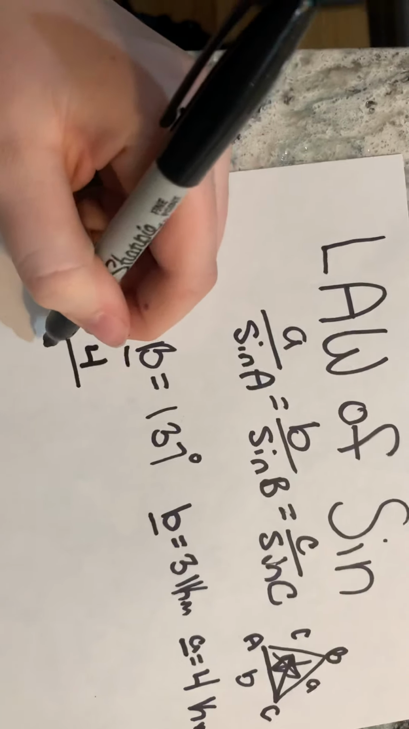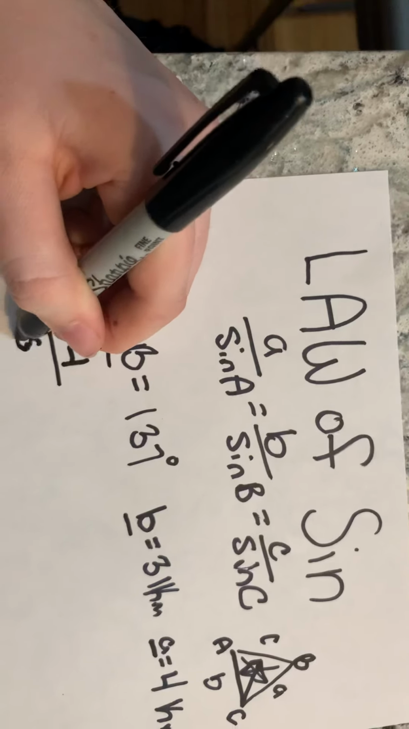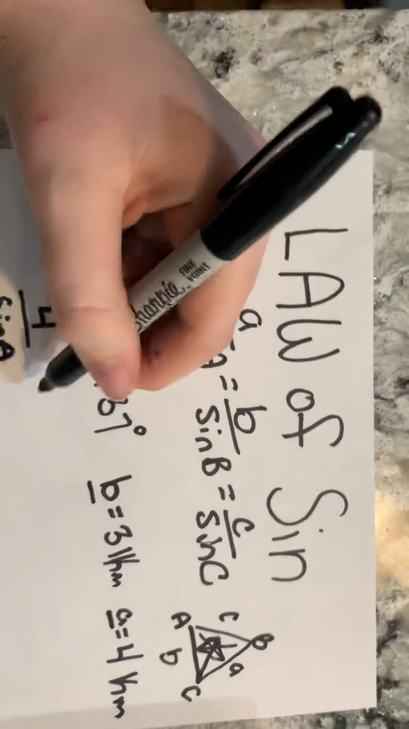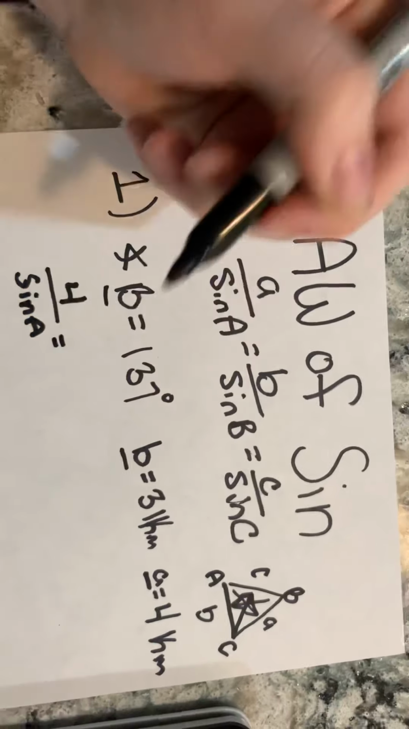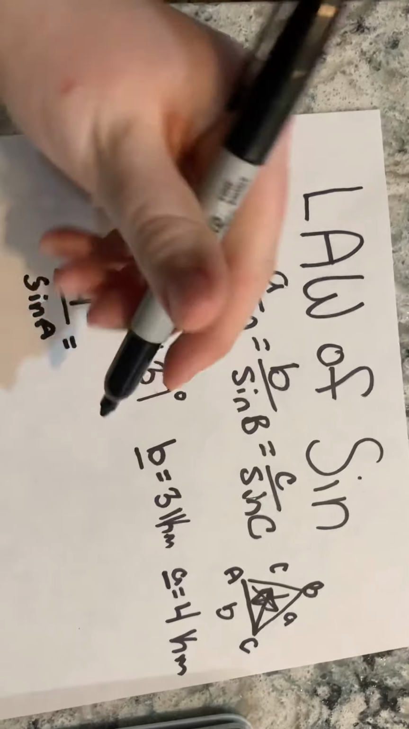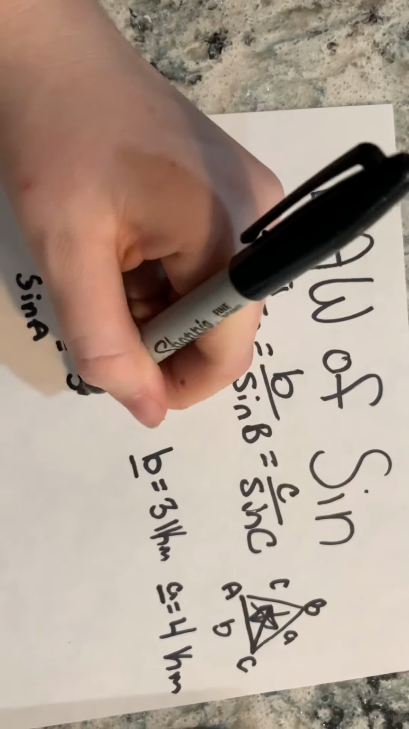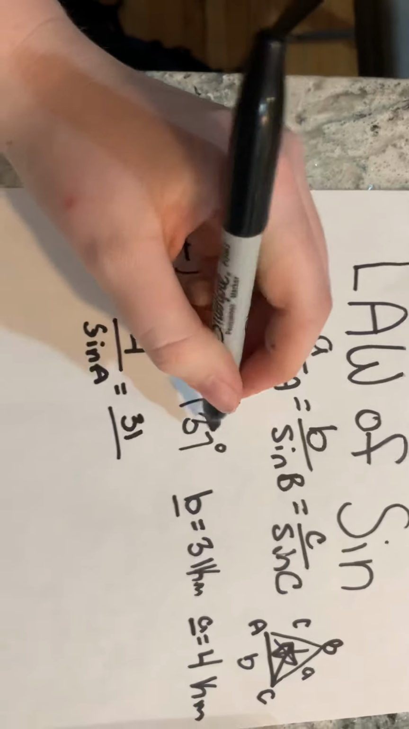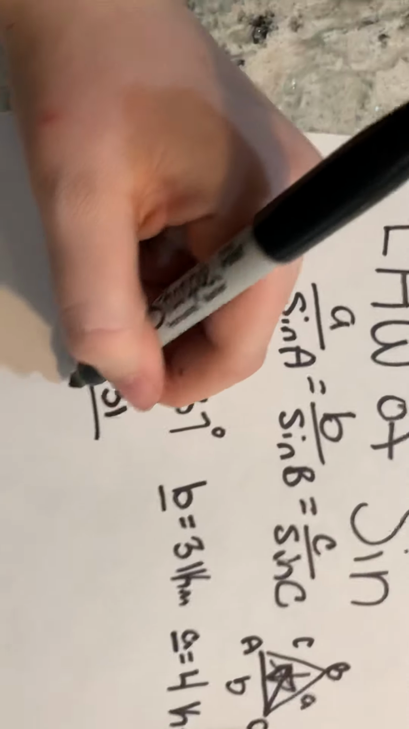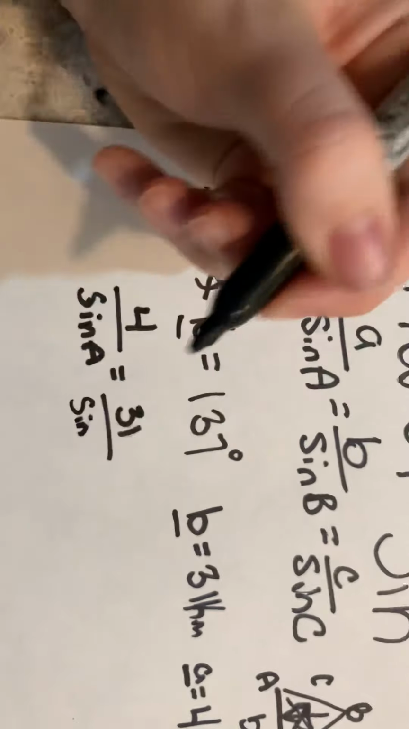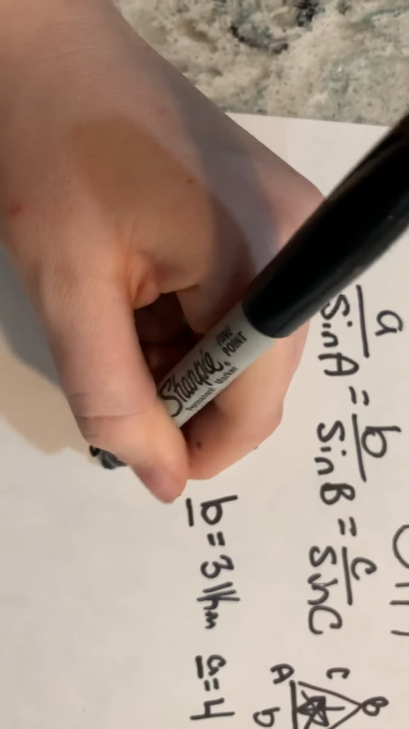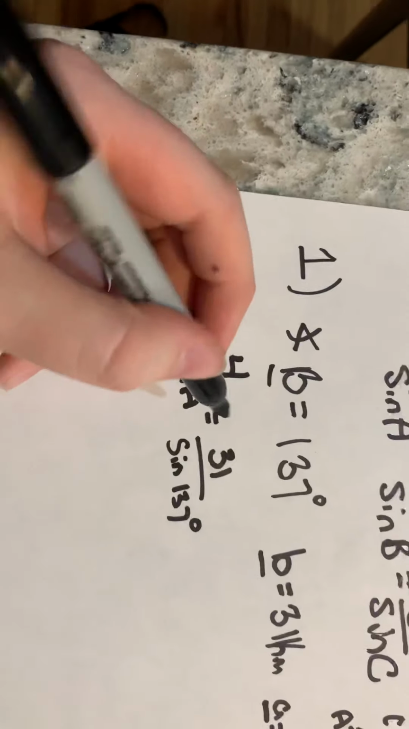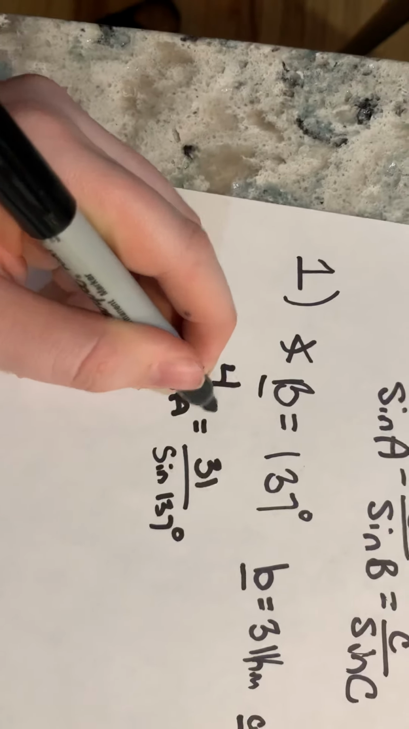over the sine of A, which we do not know yet, that's what we're solving for first, is equal to b, which is 31, over the sine of B, which we know is 137 degrees. So we can do the sine of 137 degrees. From there, to solve for it, we have to cross multiply the two fractions.